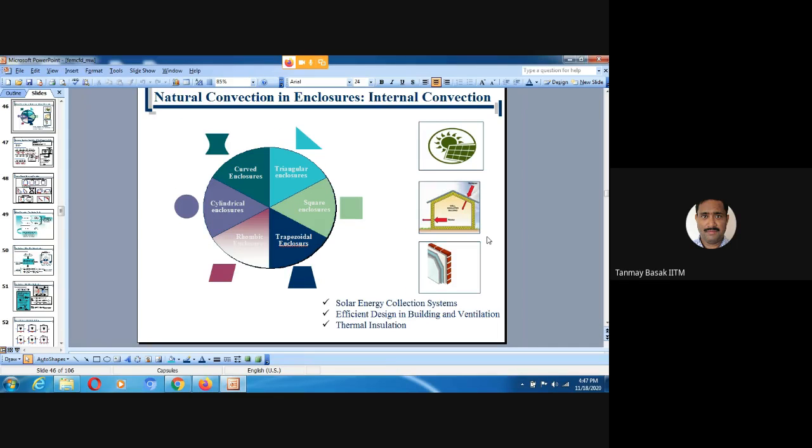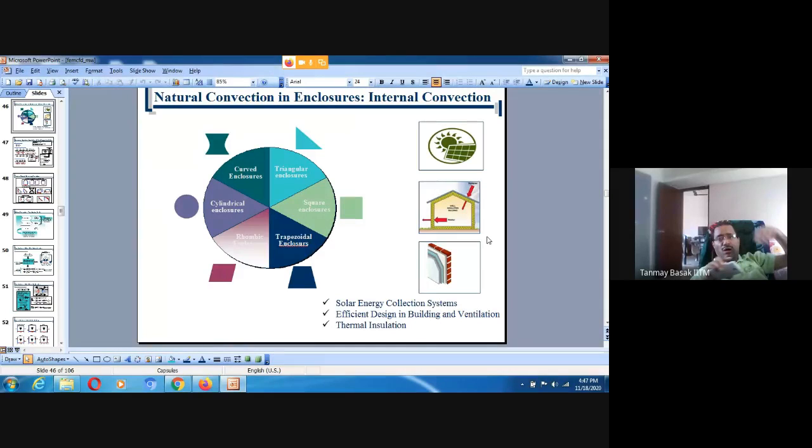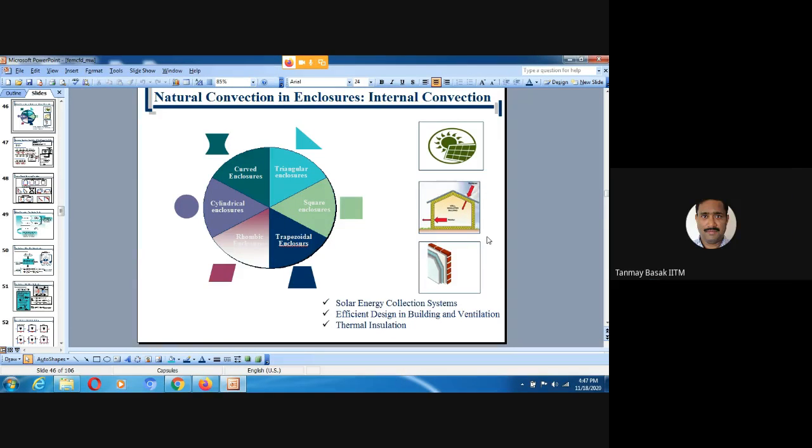So now I will move on to the application of the finite element algorithm that I developed: natural convection in enclosures, internal convection. We have worked on cylindrical enclosures, and initially on square enclosures. Substantial work has actually been carried out. For the square enclosure we don't have much challenge.